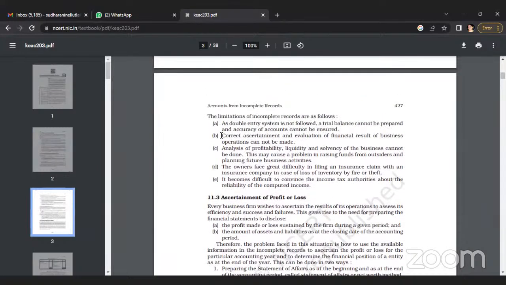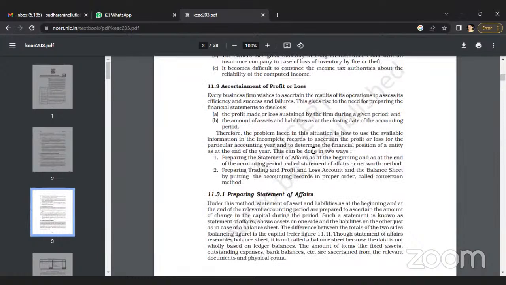Limitations are also there. The double entry system is not followed, and we cannot ascertain the exact value of the firm. The exact profitability of the firm cannot be analyzed, and owners face great difficulty in filing insurance claims, and it is very difficult for the income tax authorities also to identify the actual profit of the firm.